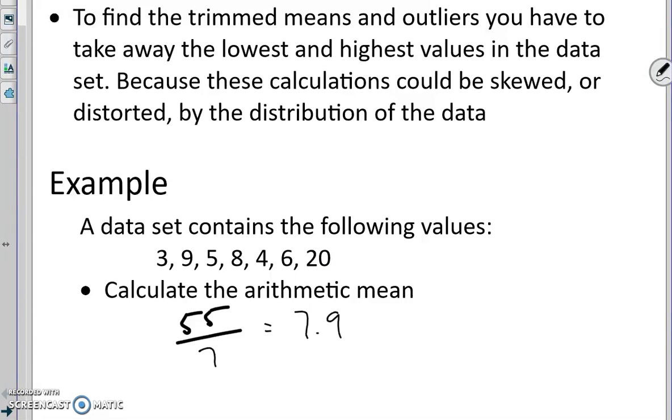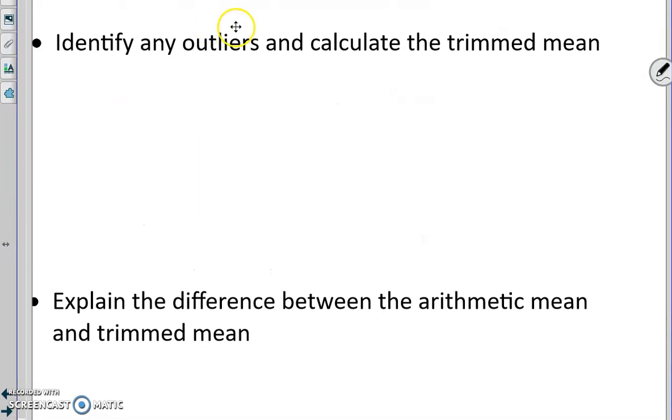Now remember, a mean is supposed to be some sort of measure of the middle, right? Well, there's only 2 of these that are bigger than 7.9. Like, what is that 20 doing to the average? Really stretching it up to the top, right? It's skewing it is the proper word, right? Okay, so to find the trim mean, you have to identify any outliers.